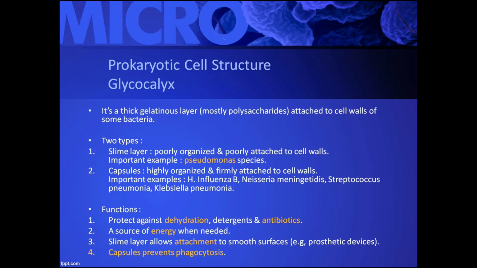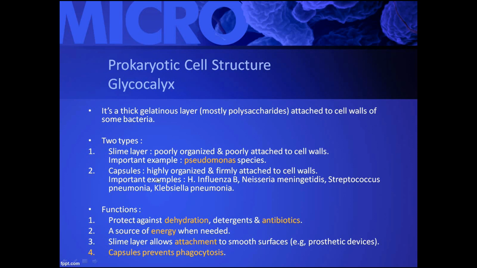Now reaching the last layer of the bacterial envelope, which is called the glycocalyx. This is a thick gelatinous layer, mostly polysaccharides, attached to cell walls of some bacteria. So not all bacteria have the glycocalyx, but some of them have it. The glycocalyx is of two types. We have the slime layer and the capsules. The slime layer is poorly organized and poorly attached to cell walls. An important example is the Pseudomonas species. These cause severe pneumonia.